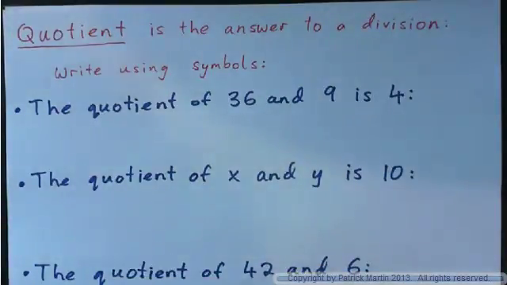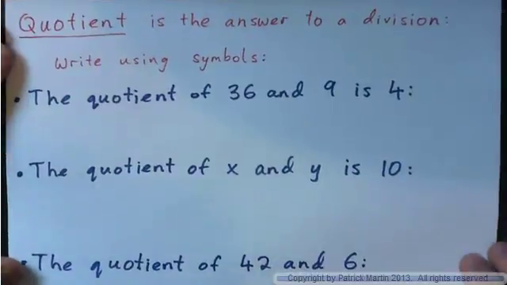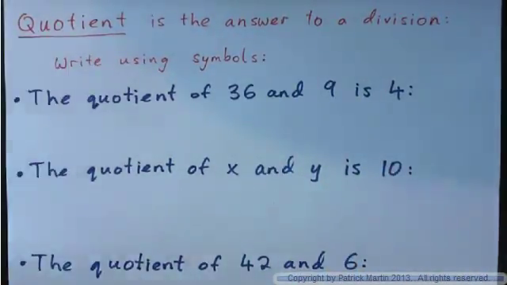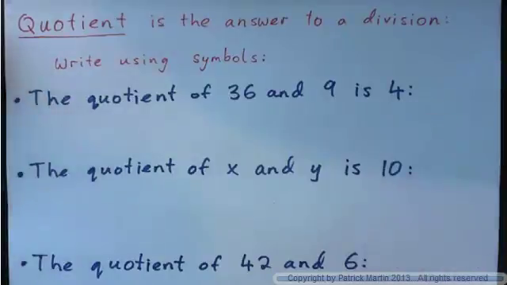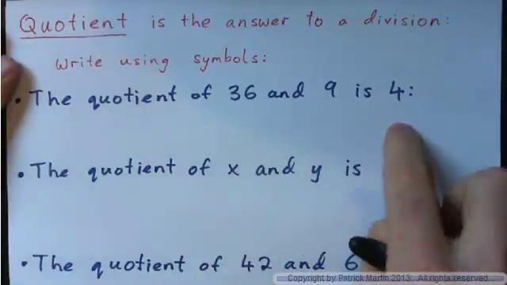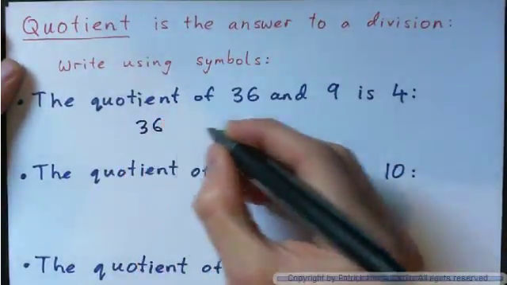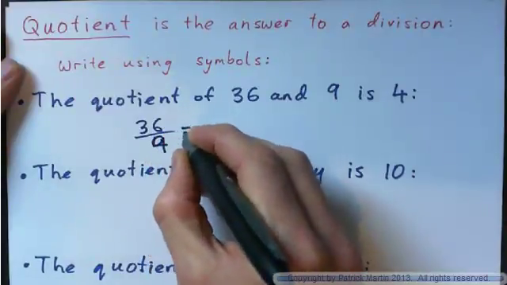In this video we're just going to go over the word quotient. Quotient means the answer to a division. So for example, you can just write down the answer to these. You don't need to write all the words down. But the quotient of 36 and 9 is 4 means, yeah, the answer to the division between 36 and 9 is 4. In other words, you could write that as 36 divided by 9 equals 4.